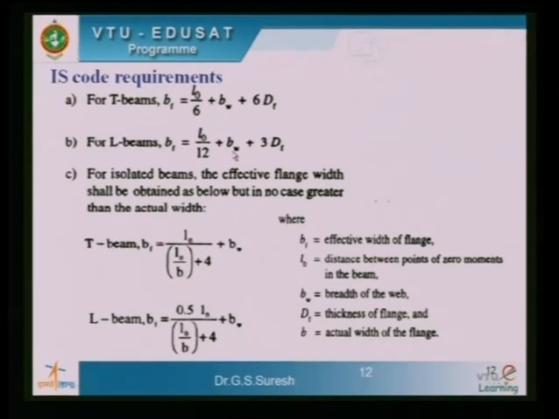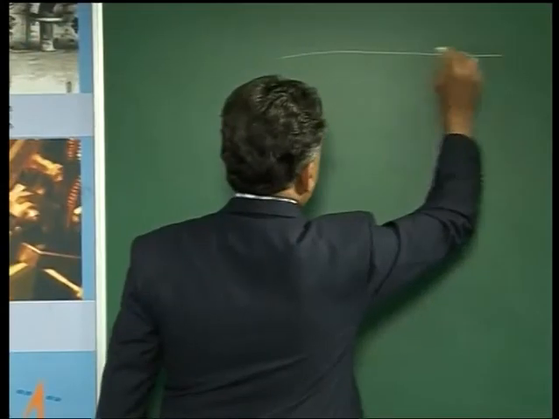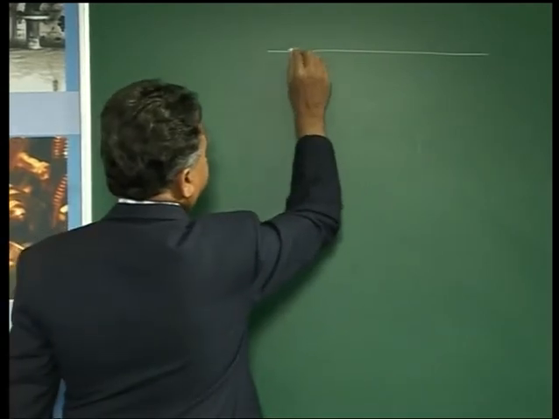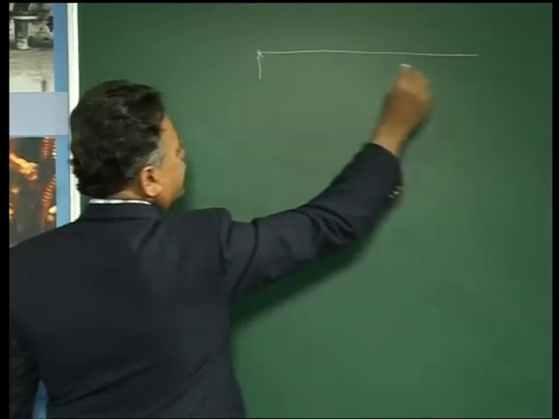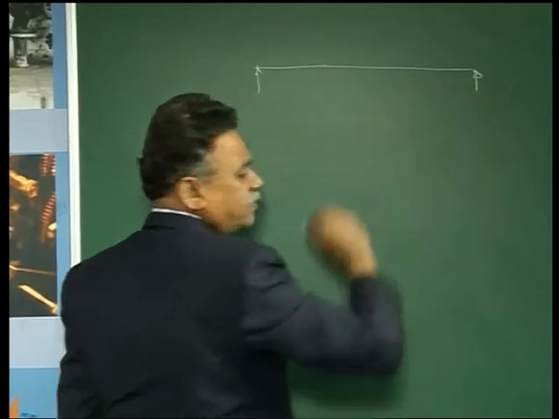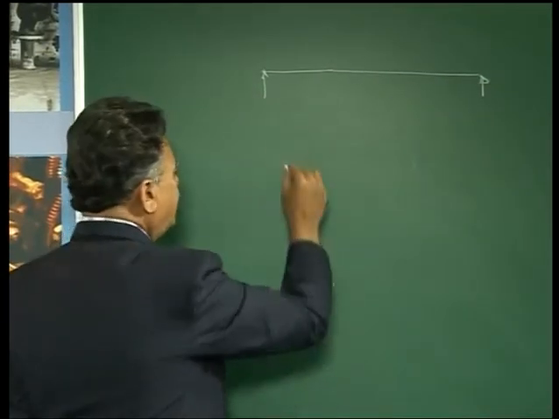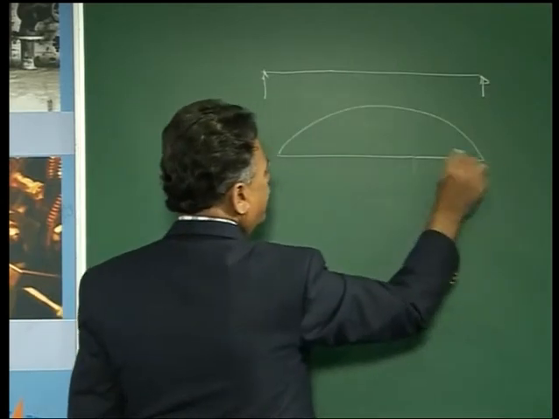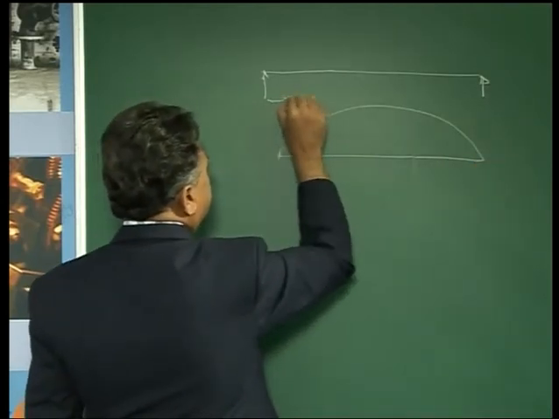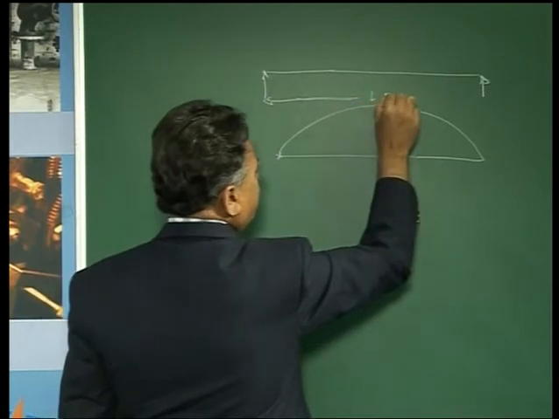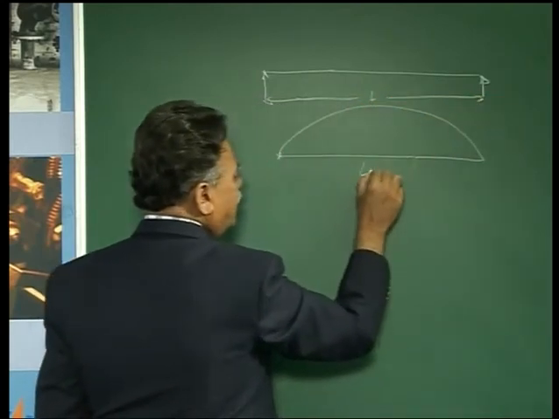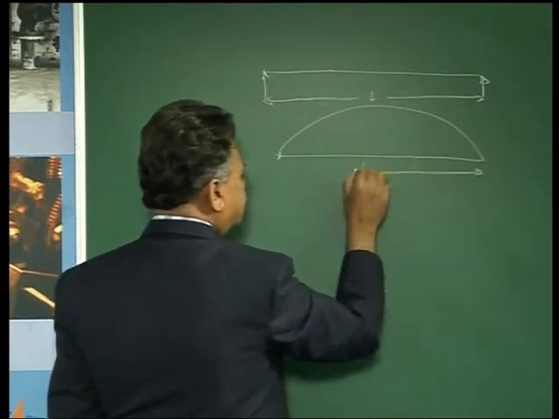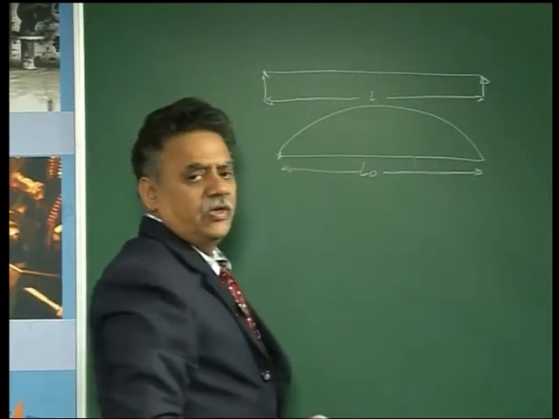So, friends, if you have a simply supported beam like this, subjected to any type of loading, then you will have the bending moment 0 at the edges. This is the effective span L. So, this itself I can call as L0 because there I get 0 bending moment.